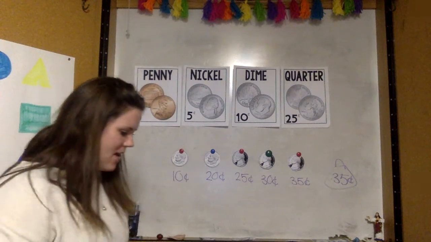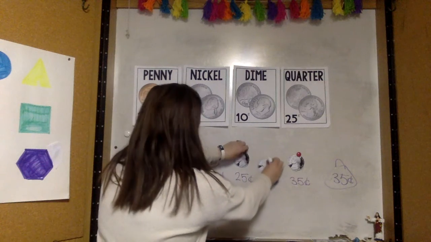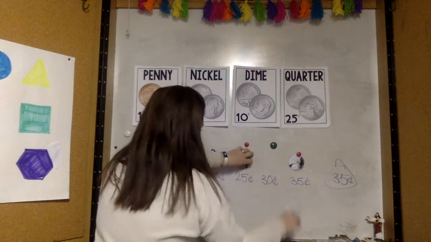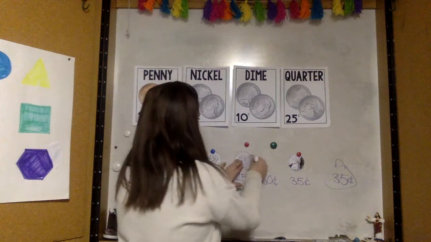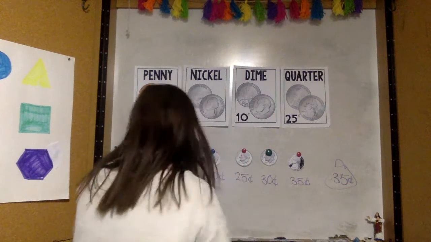2 dimes, 3 nickels, 35. Easy peasy. All right, let's do number 2. Number 2 is 4 dimes and 1 nickel.